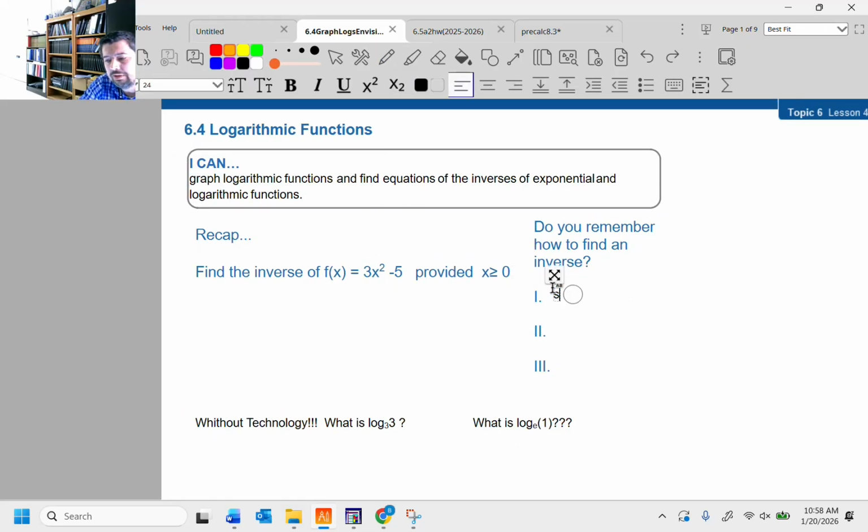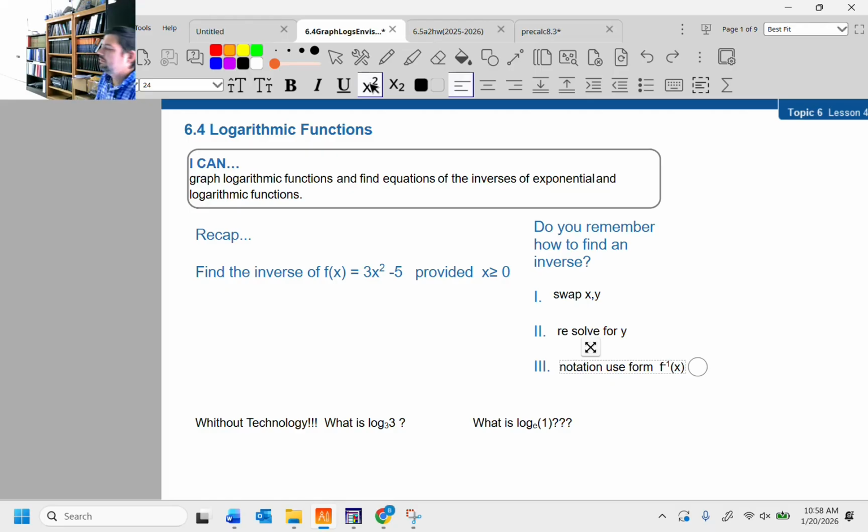First step is to swap x and y. The second step is to resolve for y. And the third step is notation. Usually we use the form f to the negative first as the notation. That is read as the inverse of f of x.